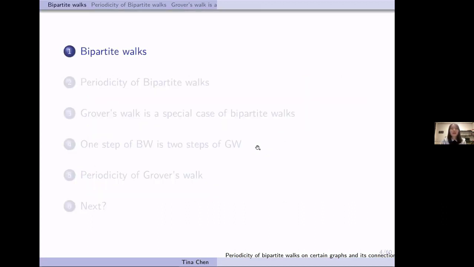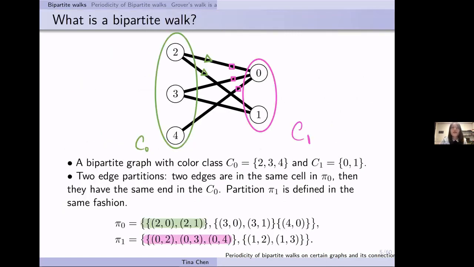Okay, so first, I want to show you what bipartite walks are. To define a bipartite walk, we need a bipartite graph. Given a bipartite graph, you have two color classes, C0 and C1. We can partition our edges in two different ways according to the two color classes. We say two edges are in the same cell of the partition pi zero if they have the same end in the color class C0. You can see the two edges marked with green triangles; those two will be in the same cell of the partition pi zero.